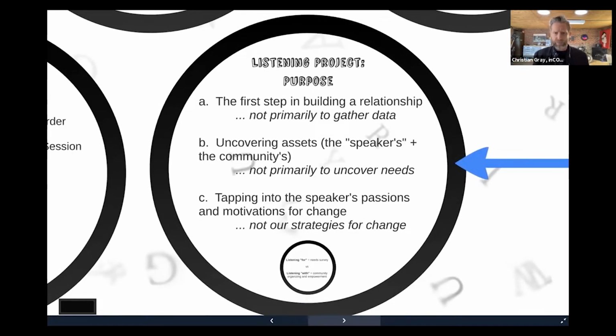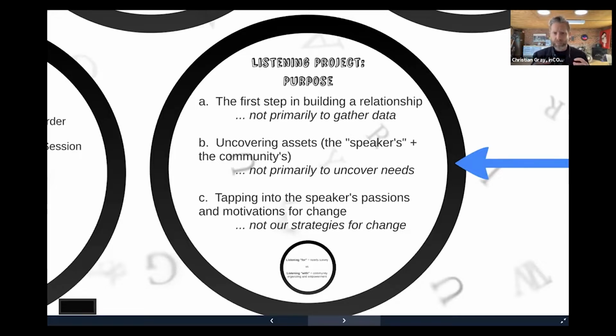So in terms of the purpose for the listening project, it's the first step in building a relationship. It's not primarily to gather data. We see this oftentimes with asset-based community development. I mentioned it during our asset mapping discussion. We're typically wired with a deficit approach. What are the problems in a community? And we're also wired with a problem-solving approach, right? We want to identify the problems. We want to fix the problems. And we also, I think, are really driven by a survey approach. We gather data, we identify problems, and we fix it.